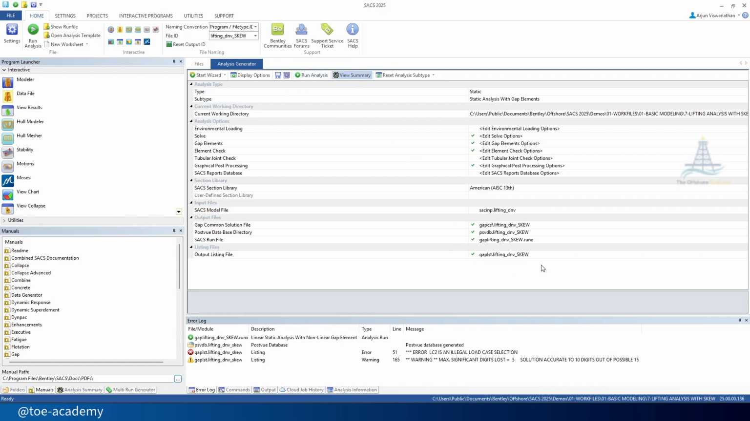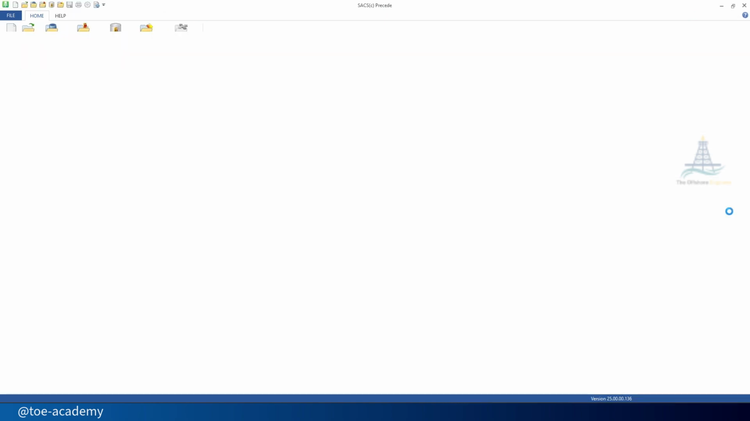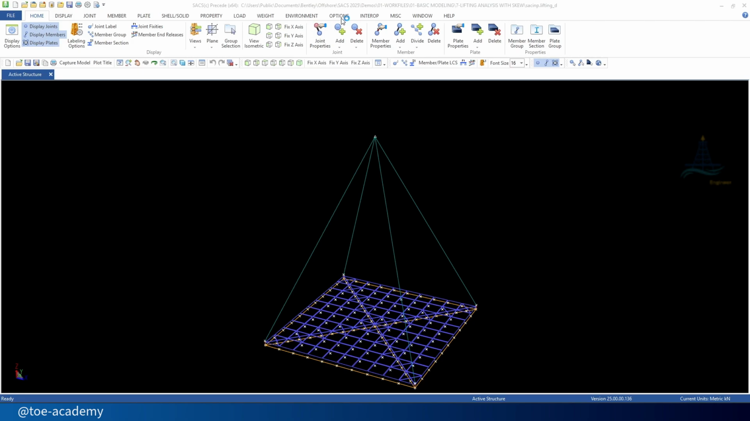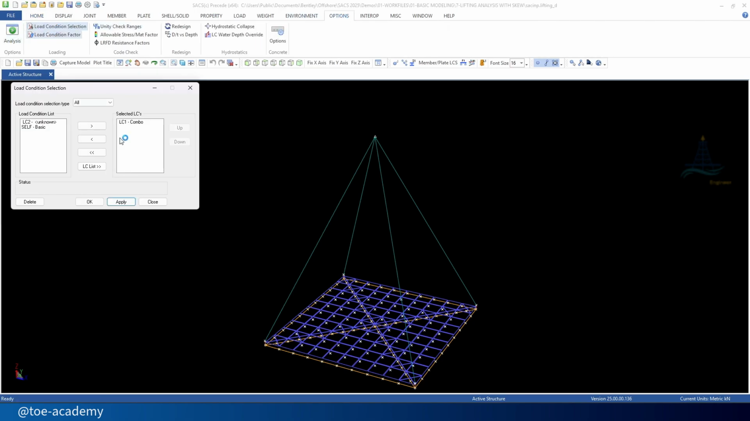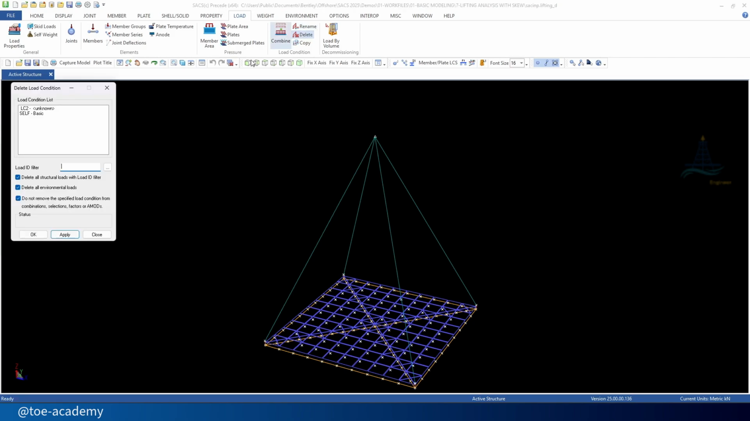Okay, so I made a mistake. I didn't remove this LC2 selection from my data gen or the load case selection, so that I need to remove. So I can come to load combination. This one I need to remove. So this one is still there like an unknown. So let me see whether I can remove it from here.